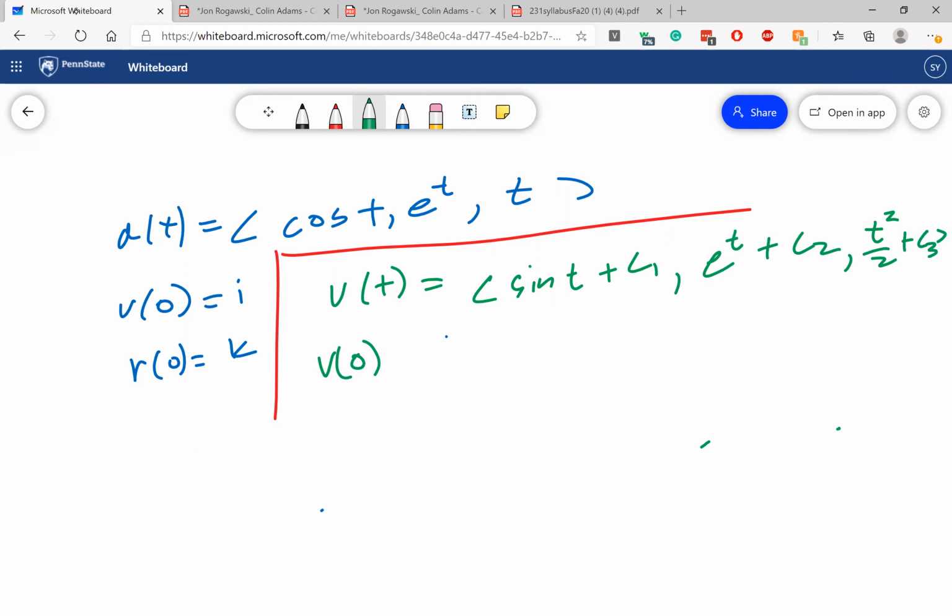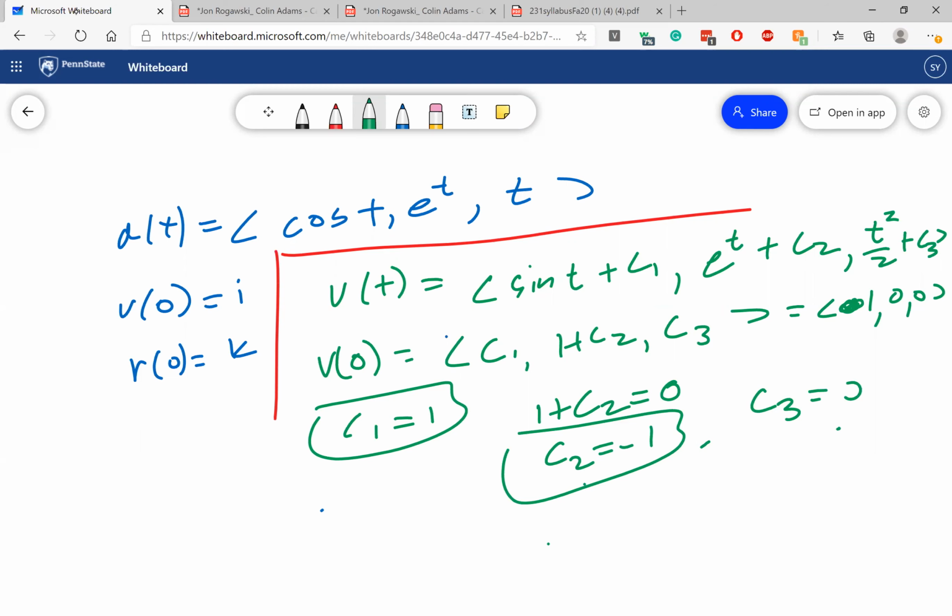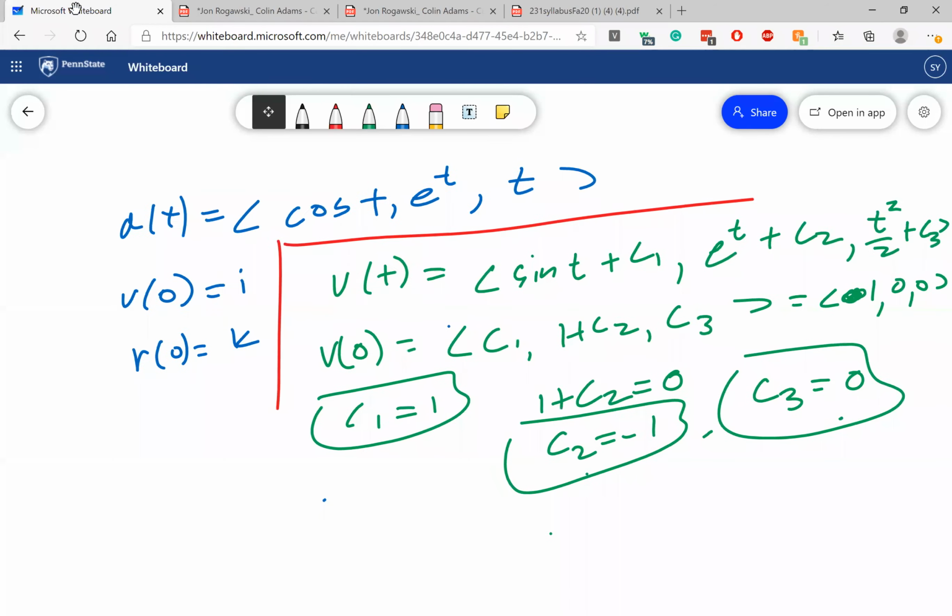And v of 0, looking at the equation that we just wrote out, you plug in a 0 here and you would get c1, 1 plus c2, and c3. But this is also equal to 1, 0, 0, because v of 0 is equal to i, which tells us that c1 is equal to 1. 1 plus c2 is equal to 0, which tells us that c2 is equal to negative 1, and c3 is equal to 0. So let's rewrite our v of t.